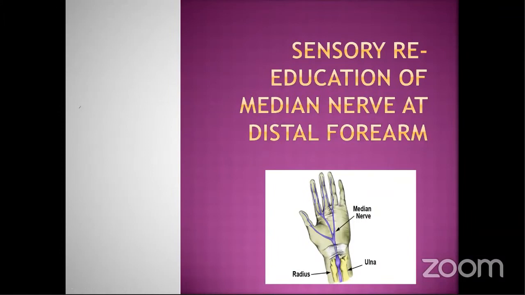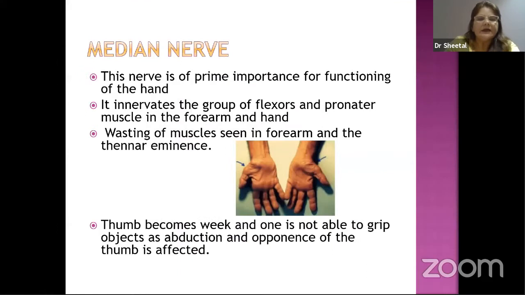As I told you, I was talking about sensory re-education of the median nerve at the distal forearm. This nerve is of prime importance for the functioning of the hand. It innervates the group of flexors and pronator muscles in the forearm and the hand. Normally, wasting of muscles is seen in the forearm and the thenar eminence. You can see in the figure the wasting at the thenar eminence. Here the thumb becomes weak and is not able to grip objects, as abduction and opposition of the thumb is affected.